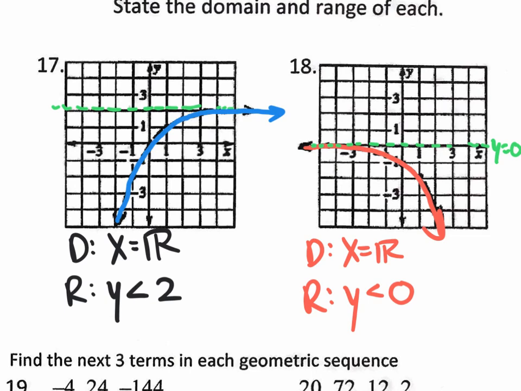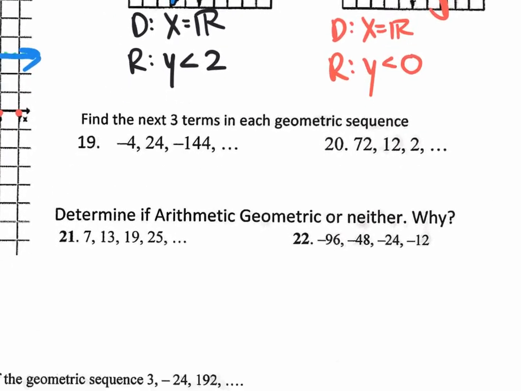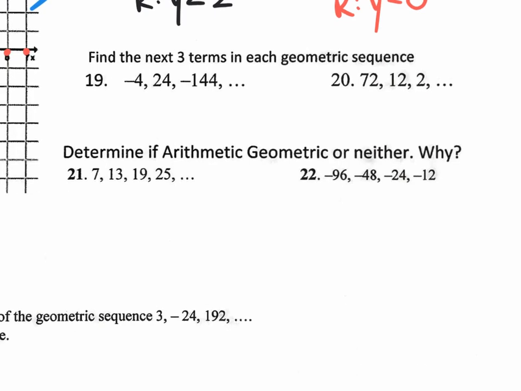Okay, so that's the second section of the test. On the next video, I want to go over the third section, which is what we learned most recently, the geometric sequences and writing equations of geometric sequences.